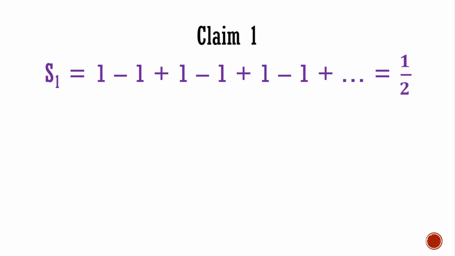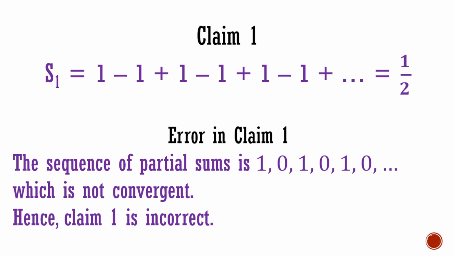Now going to claim 1 again. We had already proved that S1, the sum of this series, is equal to half. Now there is an error in this claim. If you look at the sequence of partial sums, it is 1, then 0, the sum of the first two terms, then the sum of the first three terms is 1, the sum of the first four terms is 0, and so on. So you get a sequence 1, 0, 1, 0, 1, 0, which is clearly not convergent. Hence, the claim 1 that S1 equals half is incorrect.